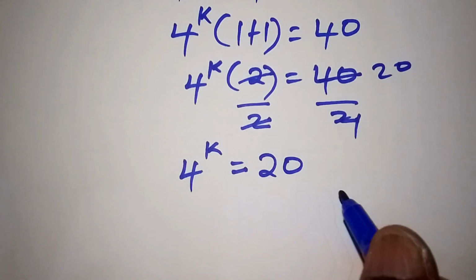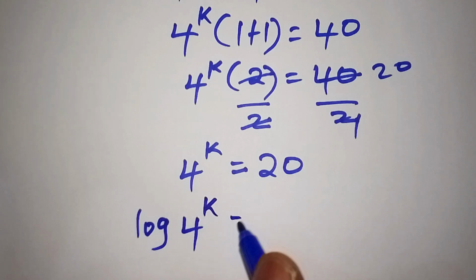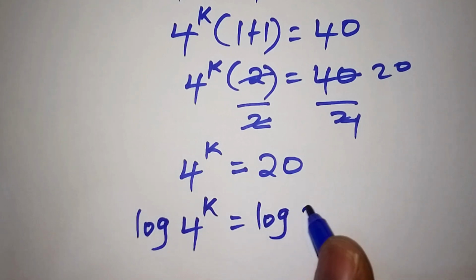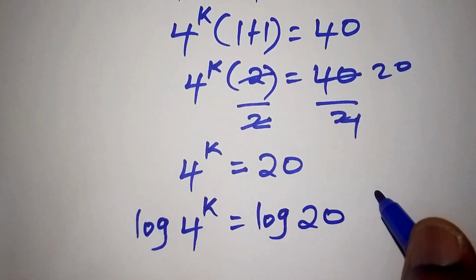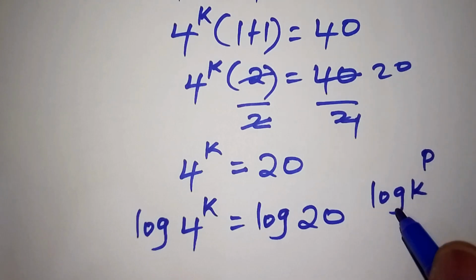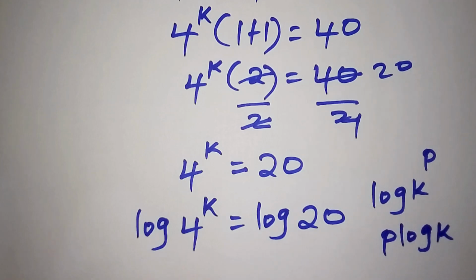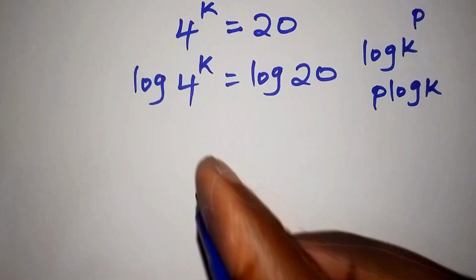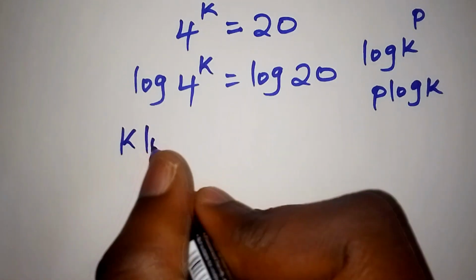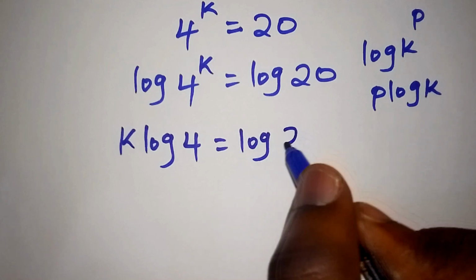For us to solve for k, we need to introduce the log on both sides. So we shall have the log of 4 to the power of k equals the log of 20. When we have, for example, the log of k to the power of p, this can also be written as p times the log of k. Similarly, the log of 4 to the power of k we can now have as k log 4. So k times the log of 4 is equal to the log of 20.